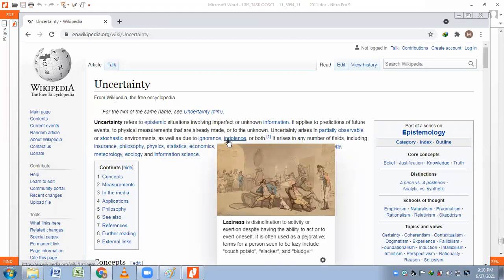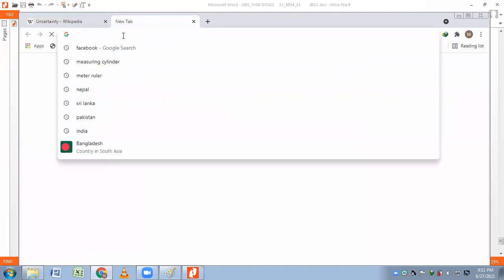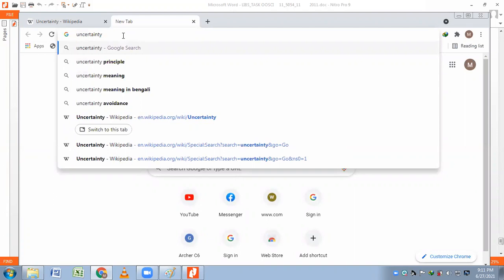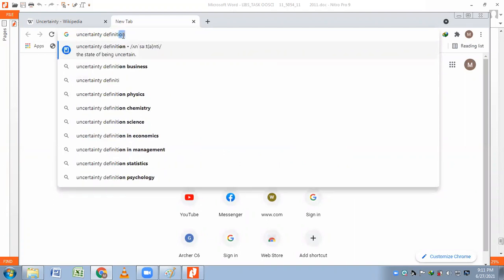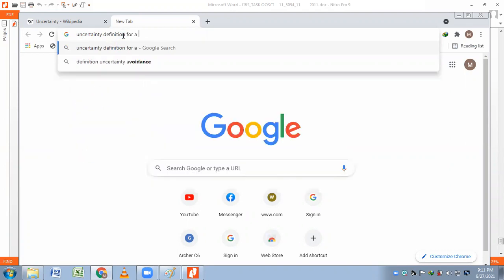Indolence means laziness. It arises in any number of fields, including insurance, philosophy, physics, statistics, economics, finance, psychology, sociology, engineering, meteorology, ecology, and information science. Okay, that's a mouthful of a definition. Uncertainty definition for A levels.